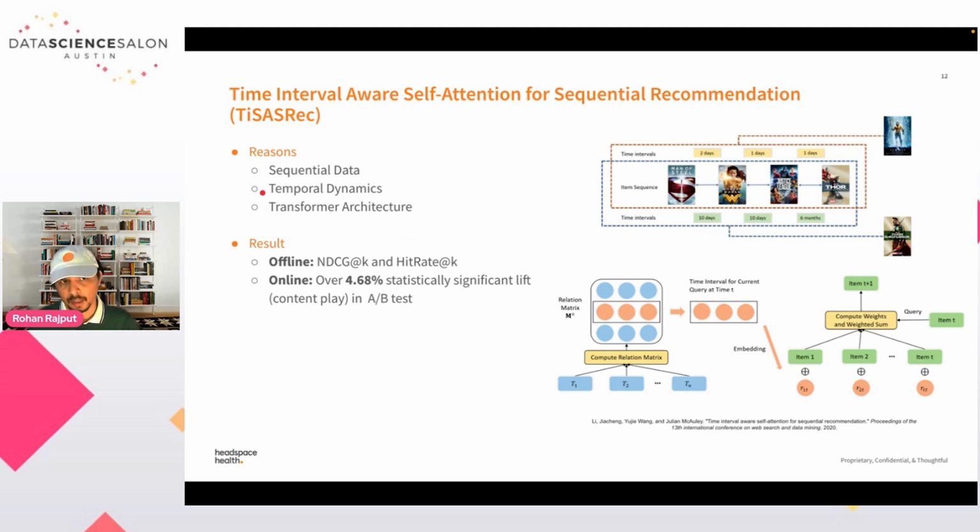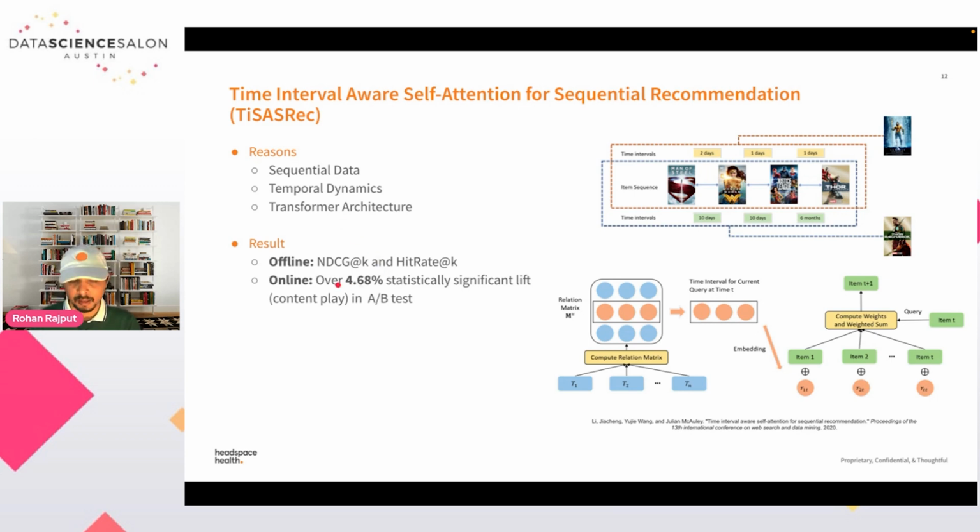The reason we chose this model: first, obviously, the sequential data. Second is the temporal dynamics, which I explained, that we have different time intervals there, and we can extract that information and use it as a feature. And third is the transformer architecture, because transformer architectures are optimized for sequence data, and they can run large computations in parallel on GPU. So this architecture was first of our choice.